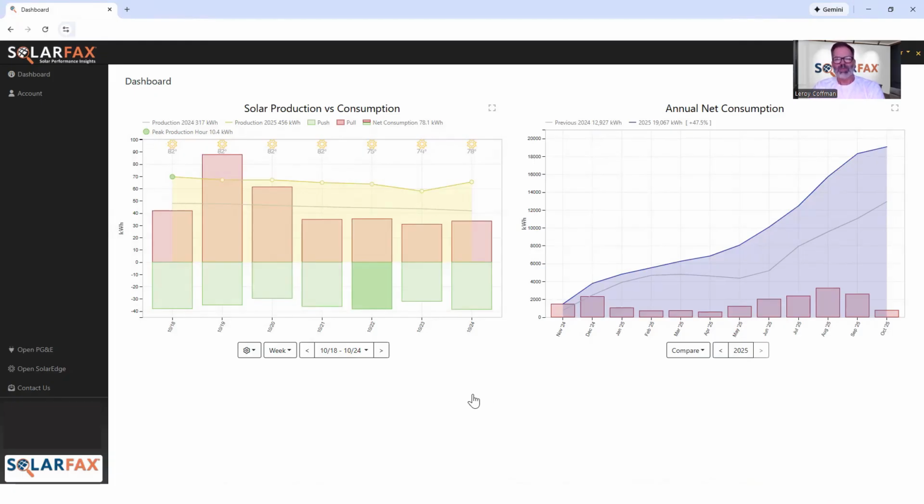So by bringing these two data sets together, you gain insights that are very difficult to achieve by trying to study a power bill or look at the app that came with the inverter alongside the power bill. So the SolarFax program brings these two together, makes it very easy for you to understand the correlation between the two.